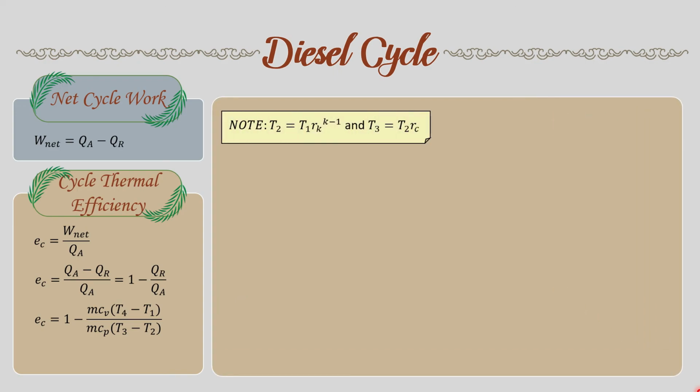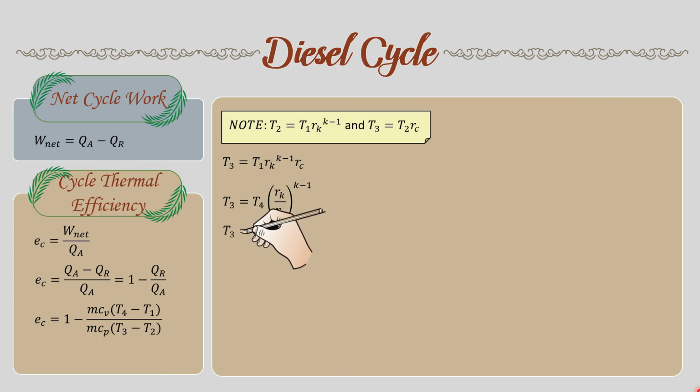But take note that T2 is equals to T1 times RK raised to K minus 1, and T3 is equals to T2 times RC. So, T3 is equals to T1 times RK raised to K minus 1 times RC. And also take note, from point 3 to 4, T3 is equals to T4 times RK over RC raised to K minus 1.